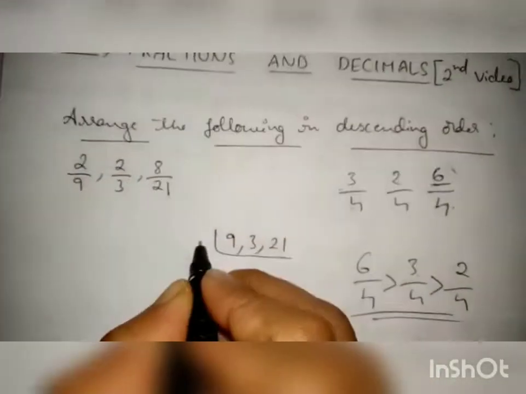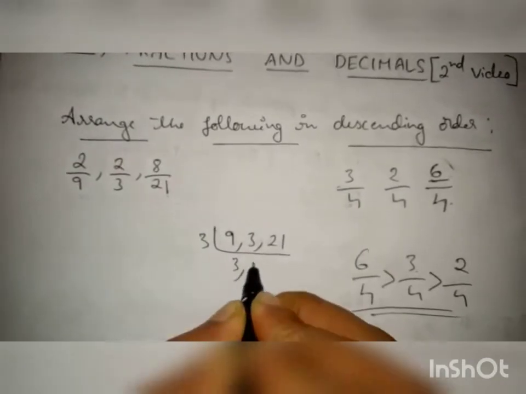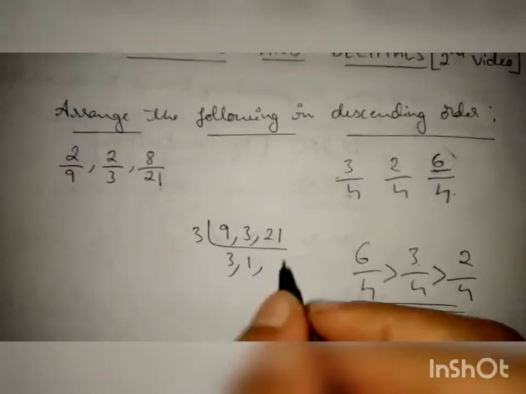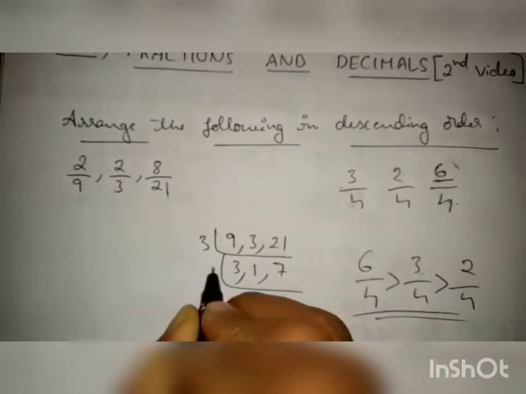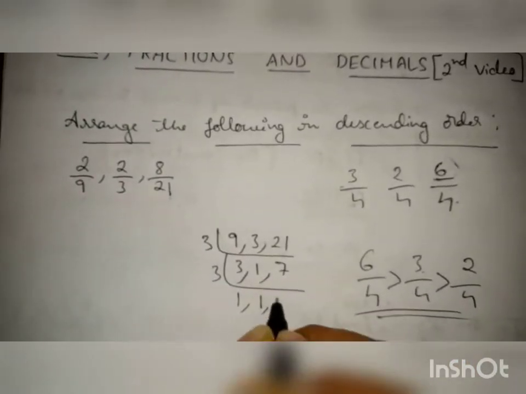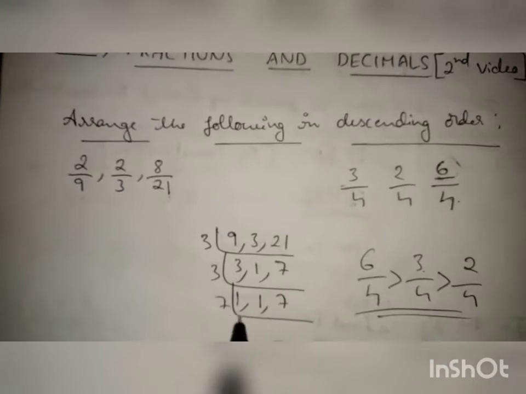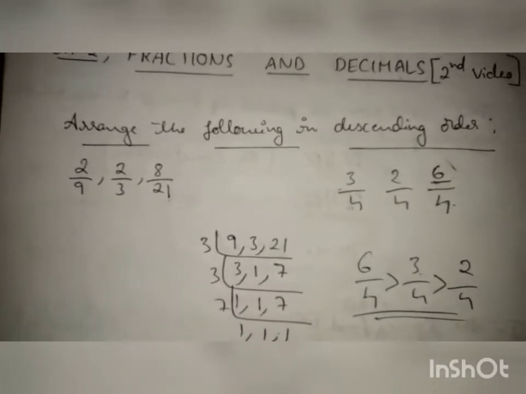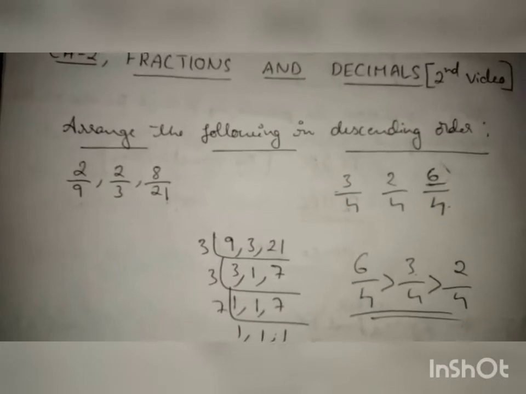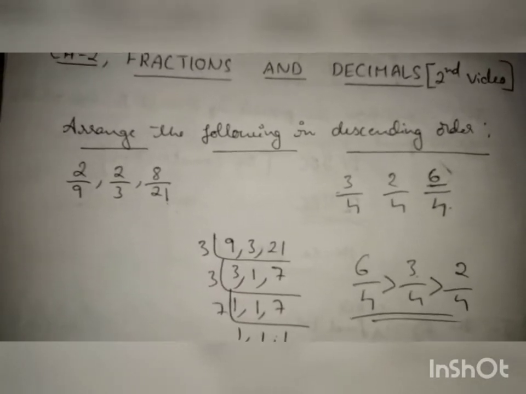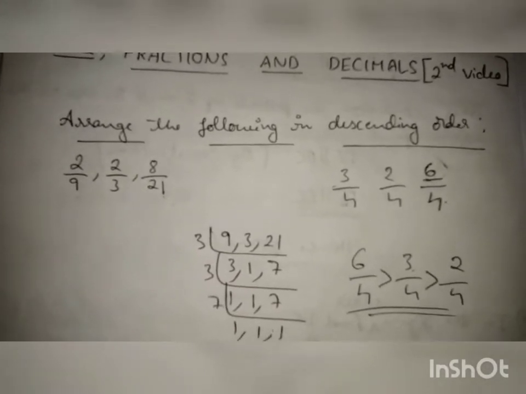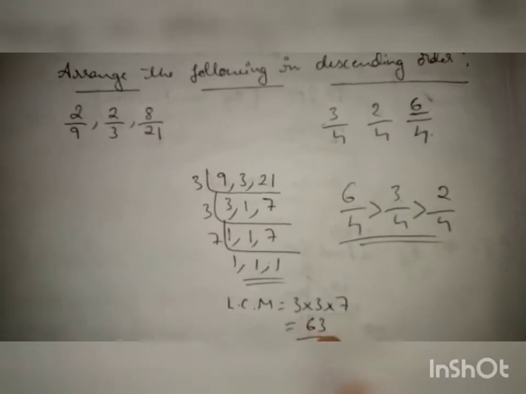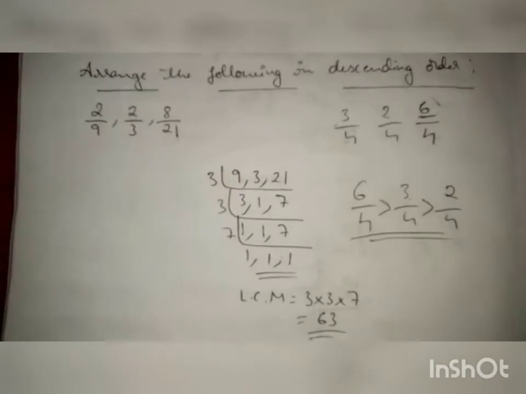Then take the LCM. 3 3s are 9, 3 1s are 3. How much is 21? 3 7s are 21. Again 3 1s are 1, then 7 1s are 7. So the LCM is 3 into 3 into 7. 3 3s are 9, 9 7s are 63. So the LCM is 63. Then what do you have to do?